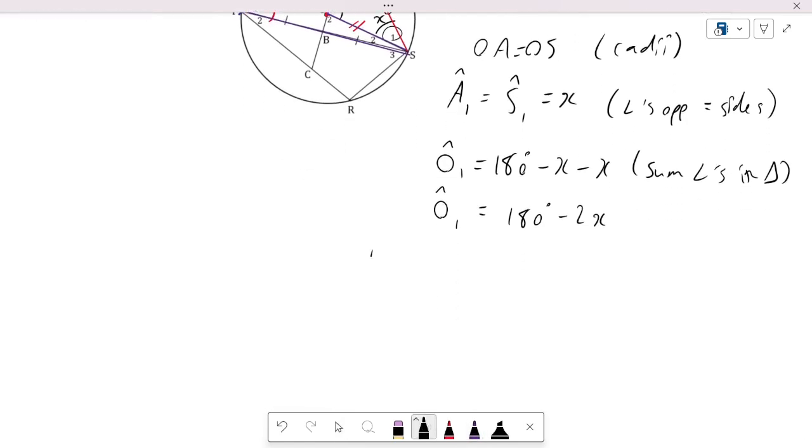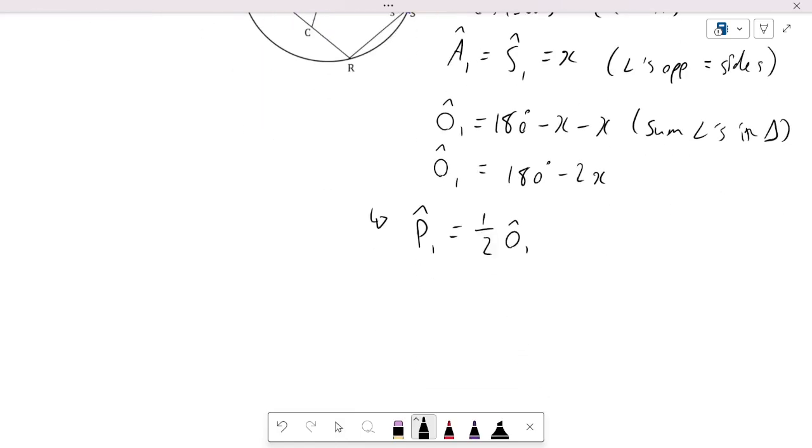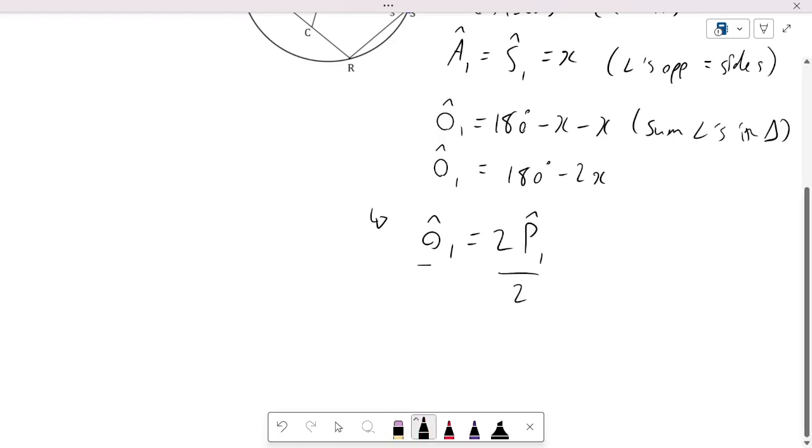We're going to say over here that angle P1 is going to be equal to half of the angle at the center. Am I right? Or we could even write it like this, right? We know that angle O1 is equal to 2 times the angle at the circumference, which is P1. And therefore, remember, we're trying to find P1, so we're going to divide both sides by 2.